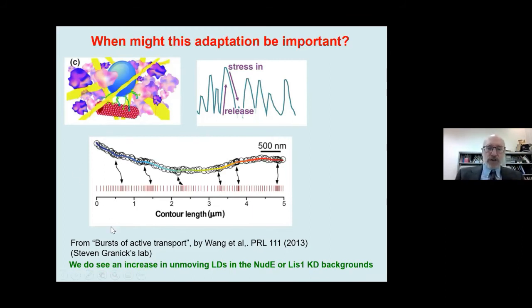And so maybe that's relevant. Maybe these bursts of transport are where you've overcome some barriers. And we do see an increase in unmoving lipid droplets in the NudE or Lis1 knockdown background. So maybe they're getting stuck, but there could be other reasons for this decreased motion as well. So it's speculation.